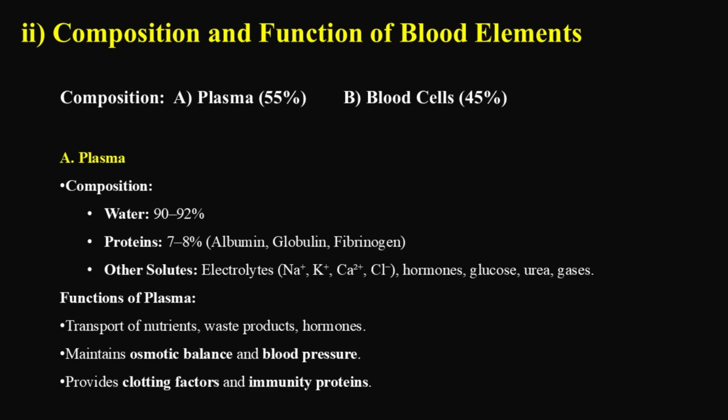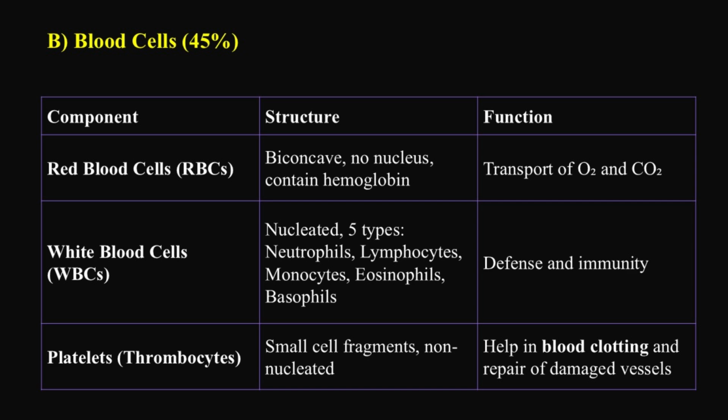Functions of plasma. It transports nutrients, waste products, and hormones. It maintains osmotic balance and blood pressure. And finally, it provides clotting factors. And B. Blood cells, which make up 45% of blood volume. Component, red blood cells, or RBCs. Structure, biconcave, no nucleus, contain hemoglobin. Function, transport of oxygen, O2, and carbon dioxide, CO2.